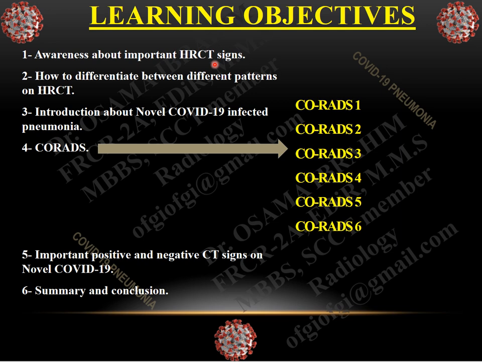Awareness about important HRCT signs, how to differentiate between different patterns of HRCT, and a brief introduction about novel COVID-19 infected pneumonia. Then we will talk about CO-RADS subtypes from 1 to 6 according to the suspicion of the diagnosis of COVID-19, important positive and negative CT signs of novel COVID-19, and at the end we will talk about a summary and conclusions.